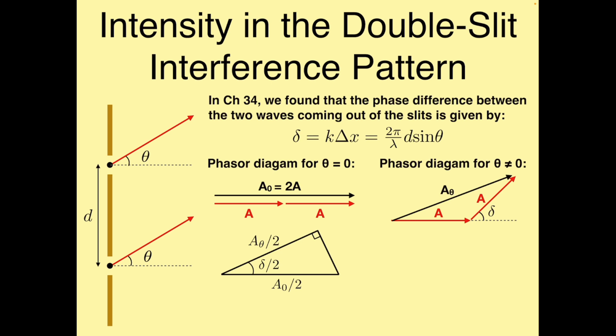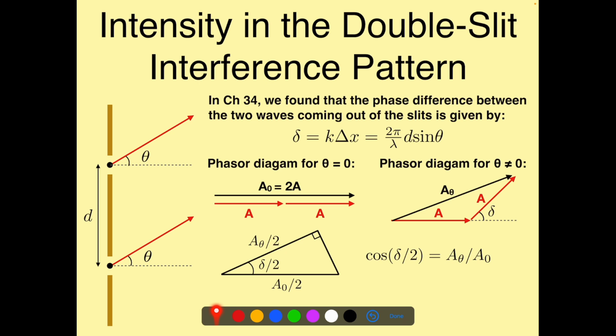Okay, so if we analyze that triangle, this time we'll use the cosine function. We'll note that cosine of any angle is just the adjacent side divided by the hypotenuse. In this case, the angle we're talking about is delta over 2, so cosine of delta over 2 is equal to the adjacent side, which is A theta over 2, divided by the hypotenuse, which is A0 over 2. Just cancel out those factors of 2, you get A theta divided by A0.